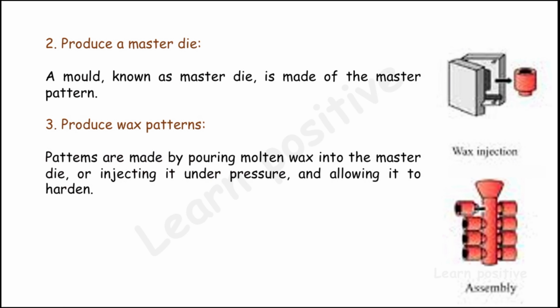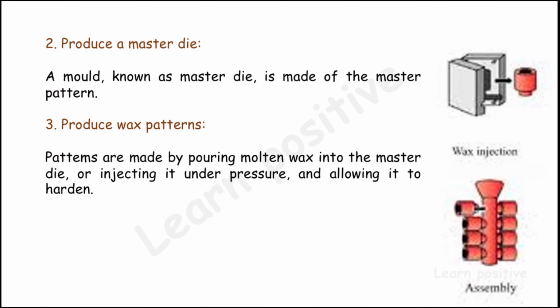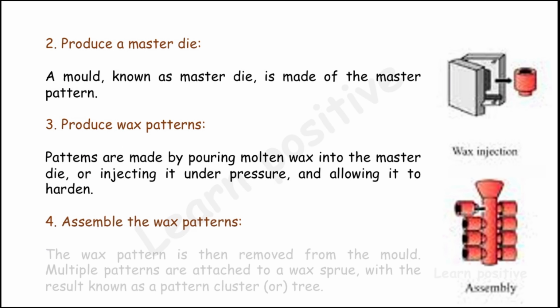Patterns are made by pouring molten wax into the master die or injecting it under pressure and allowing it to harden. So now we produce the wax pattern. You can see in this image, we prepare the die, and by using the die we produce the wax pattern inside it. So now assemble the wax pattern.